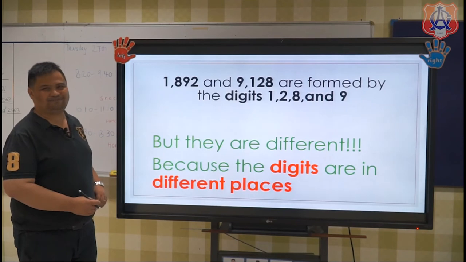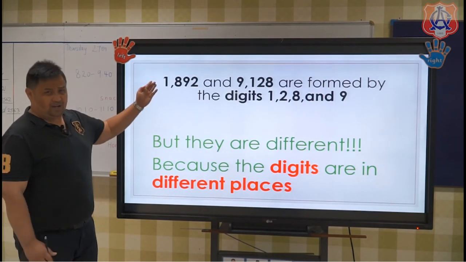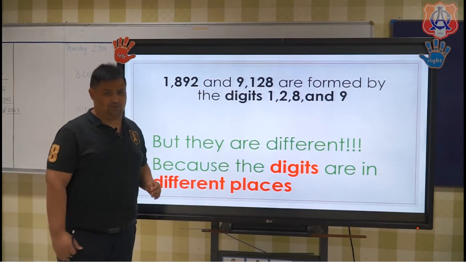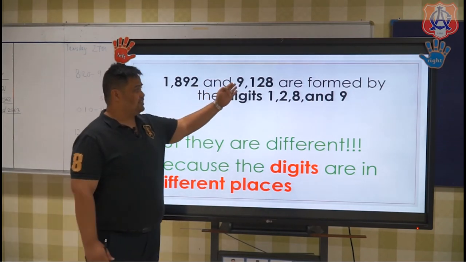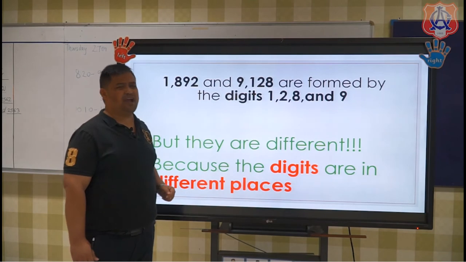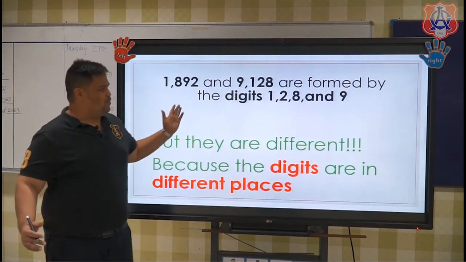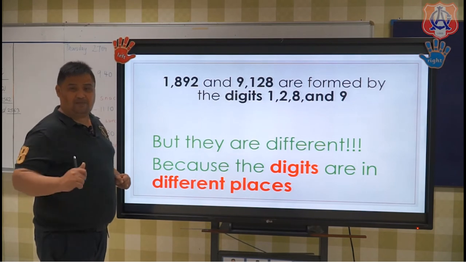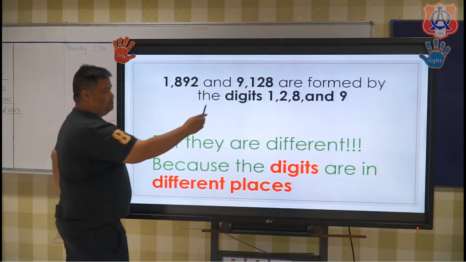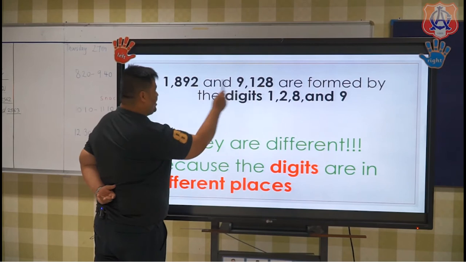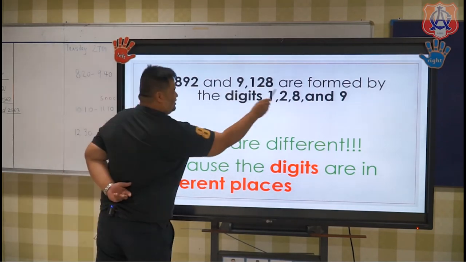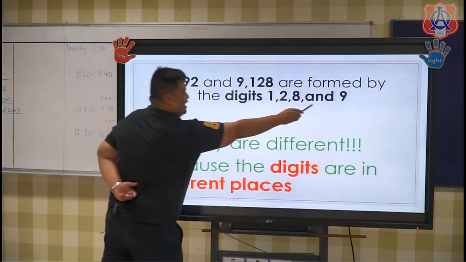Let's move to the next one. This is going to be read as 1,892. And the other one is 9,128. If you would notice, they are formed by digits. And the digits that were used are the same: 1, 2, 8, and 9.